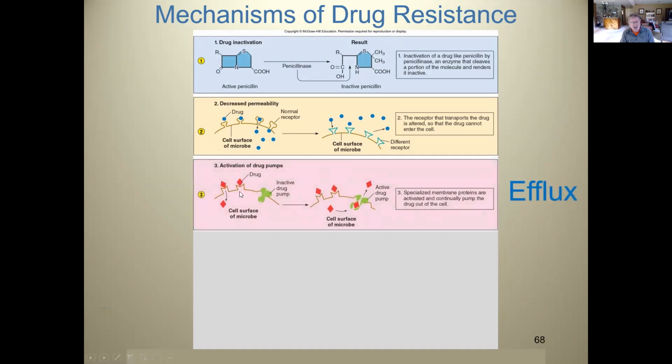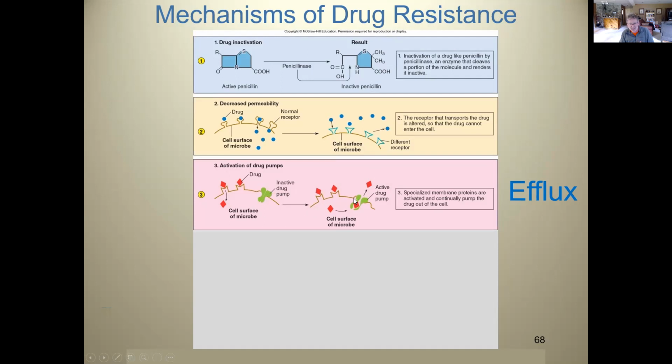This third scenario talks about drug pumps, which are special proteins that some bacteria have. And so, as we've said, the normal entry for many drugs is to dock with a certain receptor and be brought into the cell. Okay, let's say it's brought in. Well, what does this mechanism involve? It involves taking this inactive drug pump and activating it to the point at which now it will pump the antibiotic or the drug out of the cell.